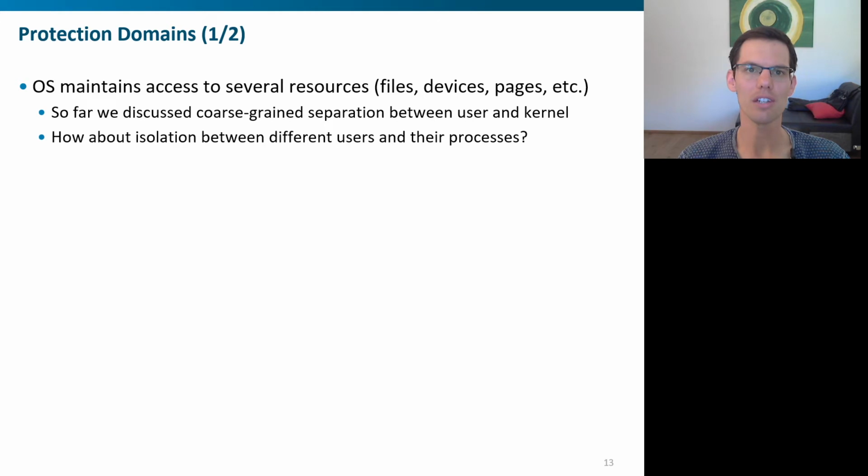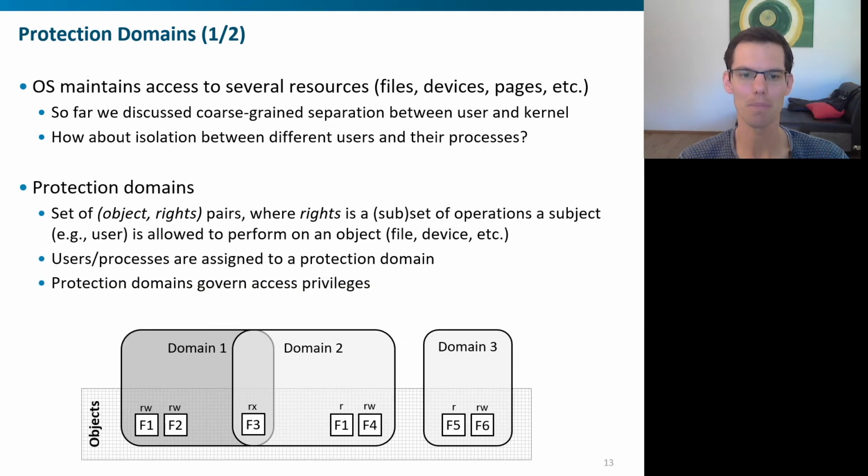Now, they are actually helpful to have a more fine-grained separation than just user land and kernel land. I mean, imagine you have a file and two users on the system. You want to have the situation where a file belonging to one user cannot be accessed by the other user, right? And this you can actually define by using so-called protection domains. The basic idea here is as follows. You have, as I mentioned, objects, as shown here on the slide. In the example, I just have a couple of files, file 1, file 2, file 3, file 4, 5, and 6, okay?